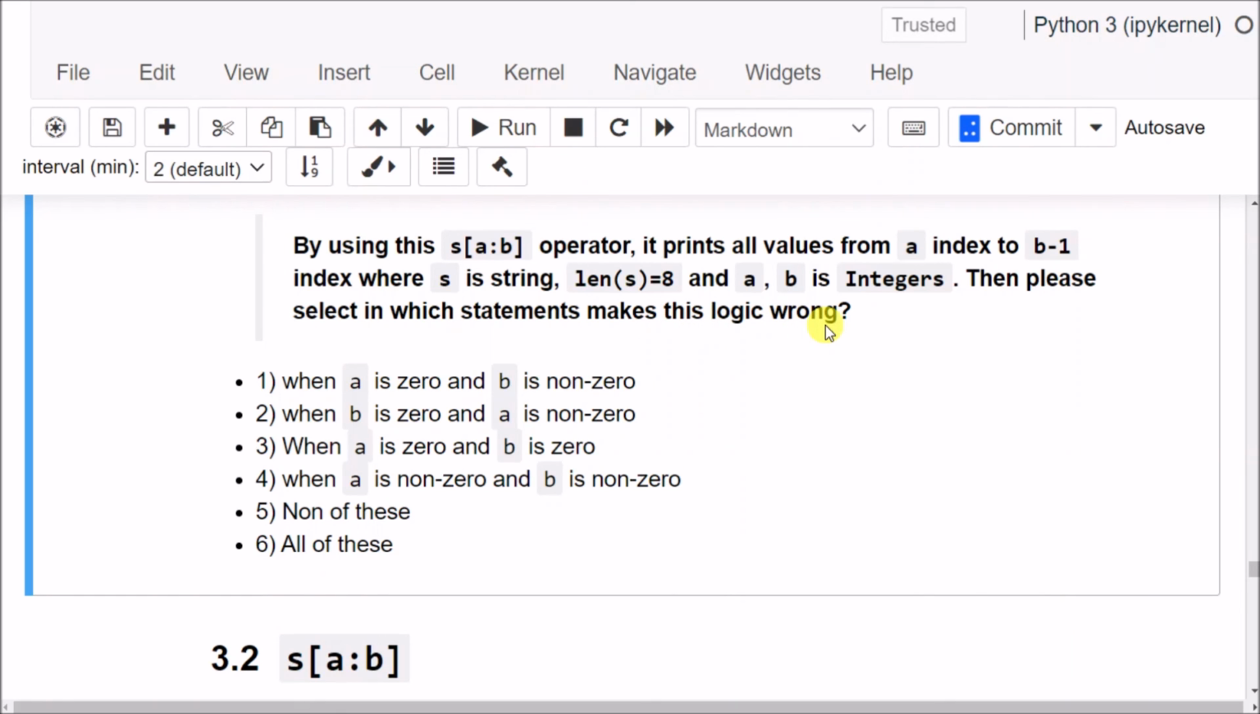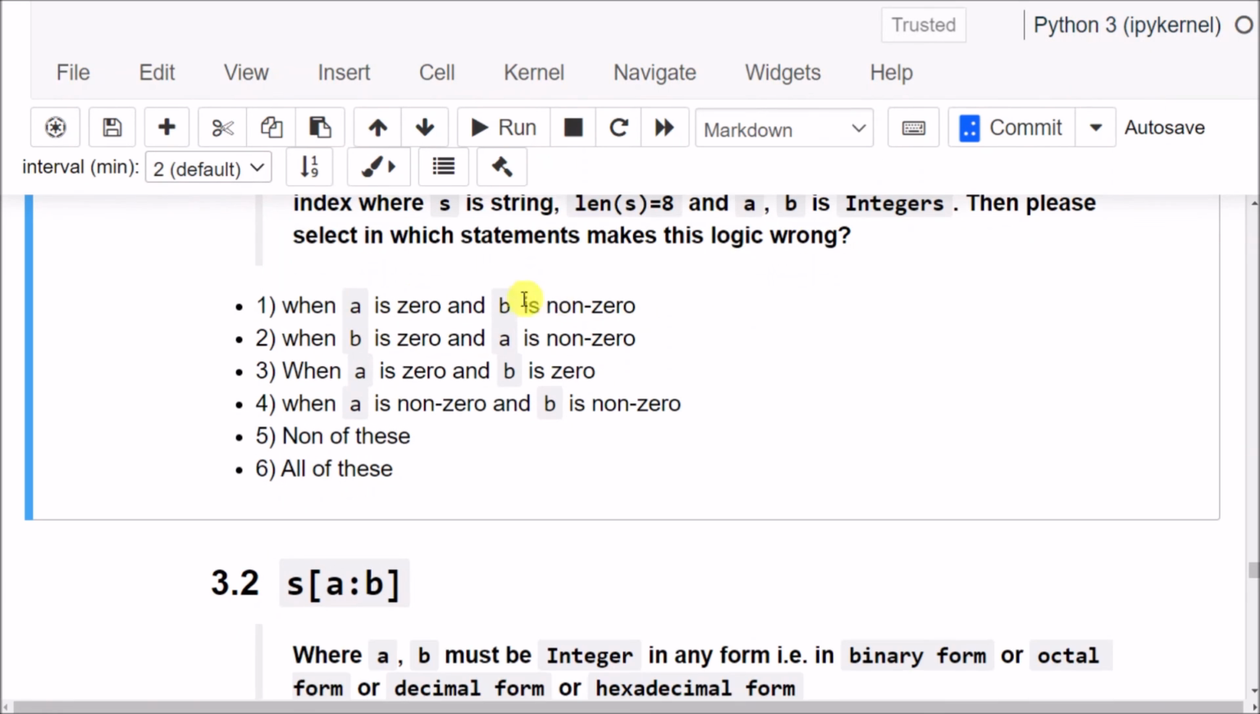What I told you, this concept will always work when B is non-zero. So here A is 0 and B is non-zero. This is correct because in this case it also works. And where B is 0 and A is non-zero, it doesn't work. This means B must be non-zero. So B is not selected. A is correct, B is not correct.